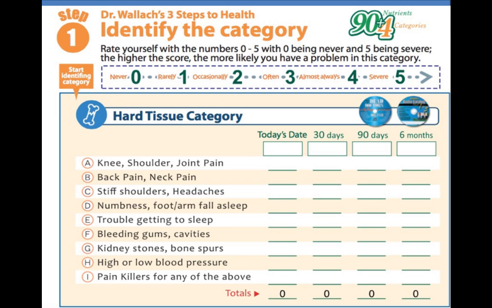Now, if you're an athlete, you can wear it on the bones and not have some of these other symptoms when you're young. But if you know it's bones, you're going to put it in that category. That's hard tissue. Hard tissue with bone, joints, ligaments, tendons, cartilage, and muscles are going to fall in this category.